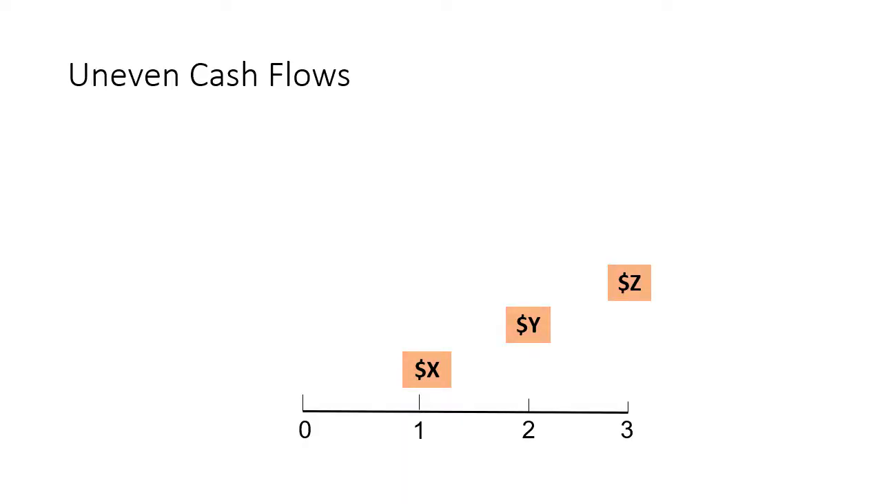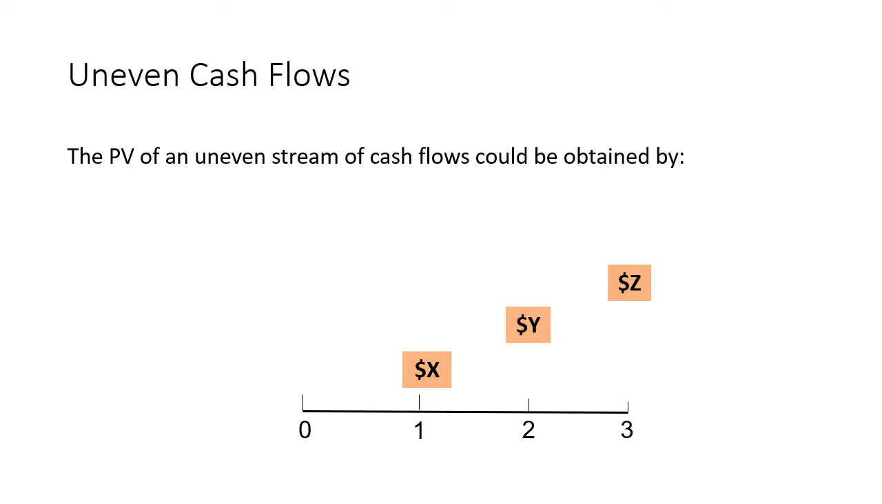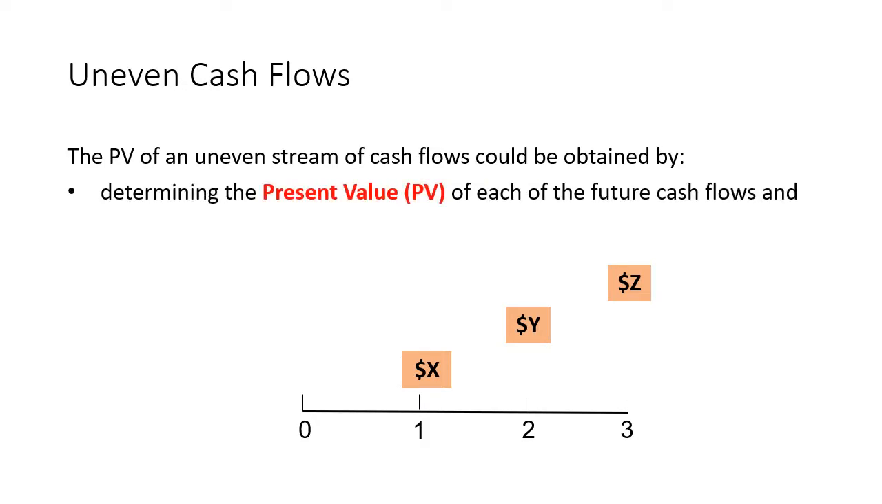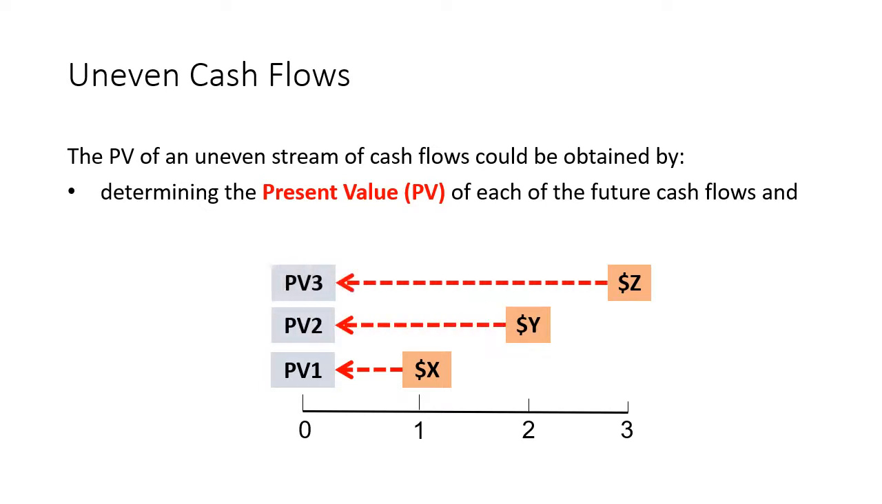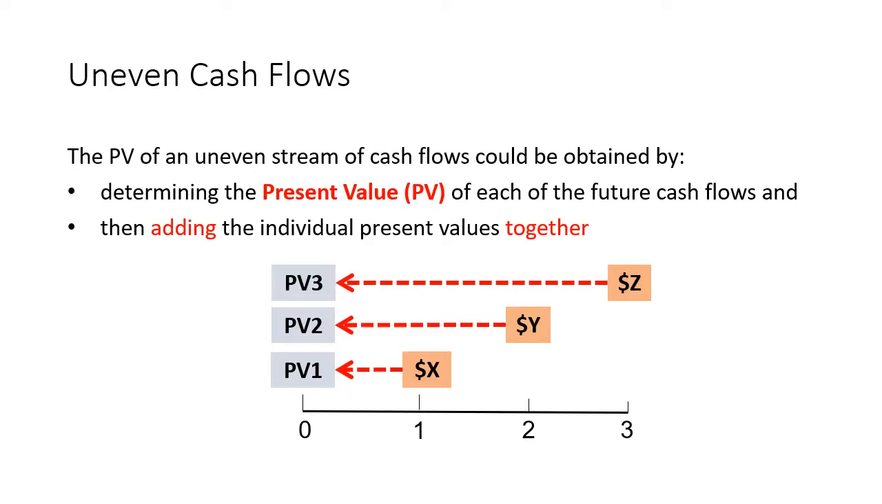Uneven cash flow. The present value of an uneven stream of cash flow could be obtained by determining the present value of each of the future cash flows. So basically you find the first PV1 followed by PV2 and PV3. You got to do them separately, individually, and then add up the individual present values together to find the total present value.